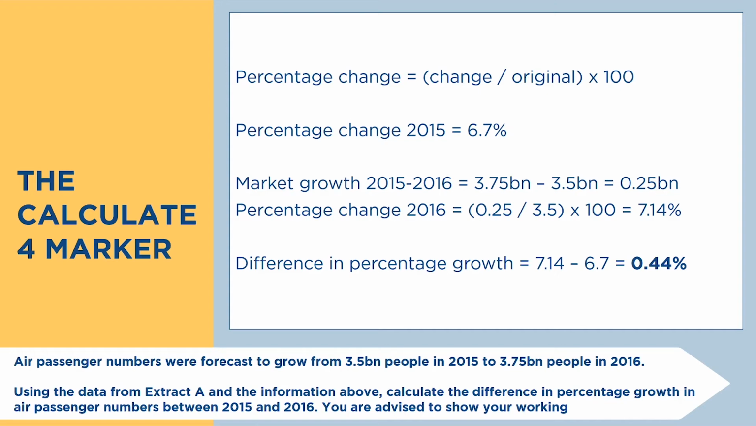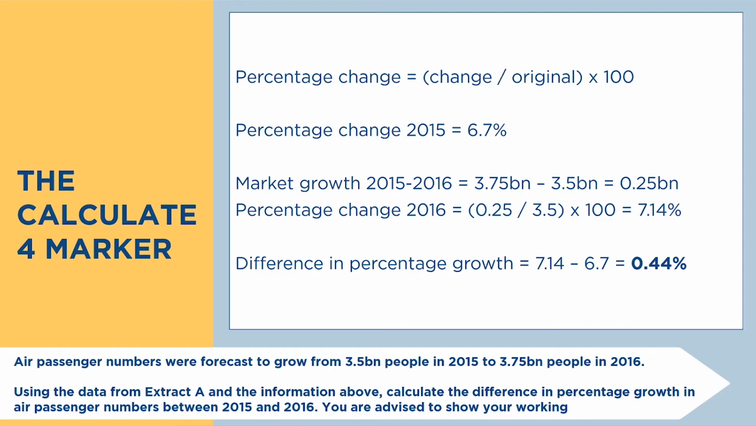If we put that into the calculation we've just written out, the percentage change is going to be 0.25 divided by 3.5 times 100. It's going to give us 7.14%. Remember, we're going to 2 decimal places at all times. Then we can calculate the difference in percentage growth by doing 7.14% minus 6.7%.